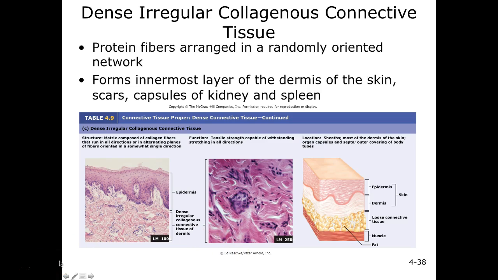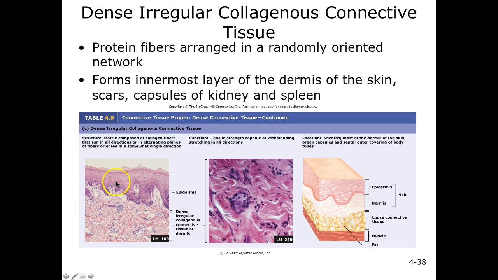Next, we have our dense, irregular, collagenous connective tissue. So here we have our protein fibers, mostly collagen once again, arranged in a random orientation. So it just kind of looks like a big mess in here. You're like, what is going on? But all of this pink is still serving as the connective tissue, as the collagen. And we have some cells in here, some nuclei of our fibroblasts. And where we're going to find this is our innermost layer of our dermis of our skin.